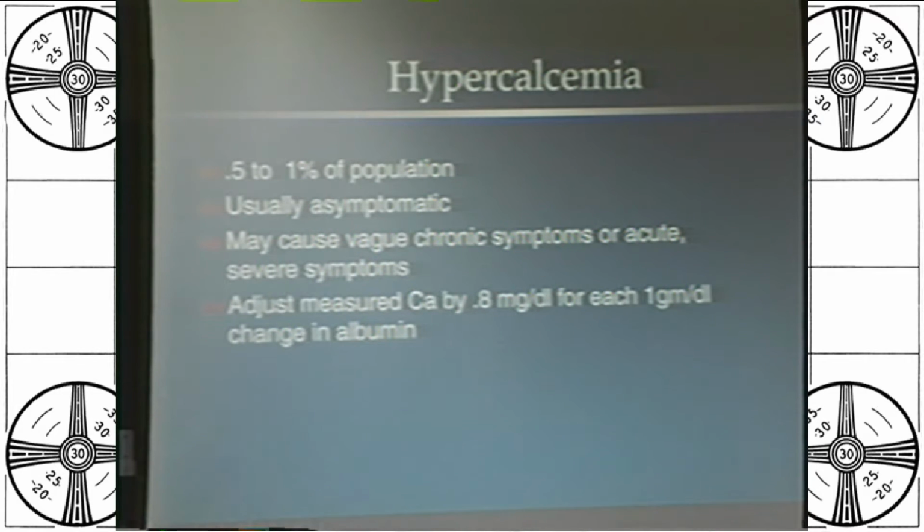The final abnormality I wanted to talk about briefly is hypercalcemia. It occurs in between 0.5% and 1% of the population at large. Most people who have it have no symptoms and aren't sick. They may have vague chronic symptoms, or occasionally when it's risen quickly or to a very high level, there may be acute or severe symptoms. It's in the handout, just how to adjust the measured calcium for levels of albumin to look at that.